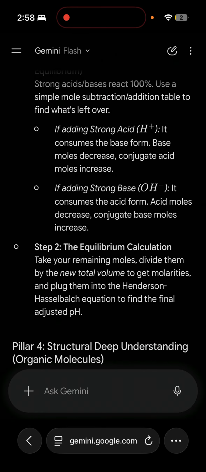Step 2, the equilibrium calculation. Take your remaining moles, divide them by the new total volume to get molarities, and plug them into the Henderson-Hasselbalch equation to find the final adjusted pH.